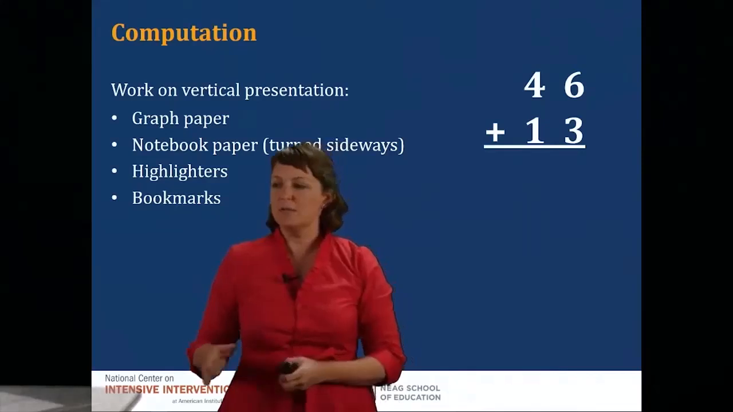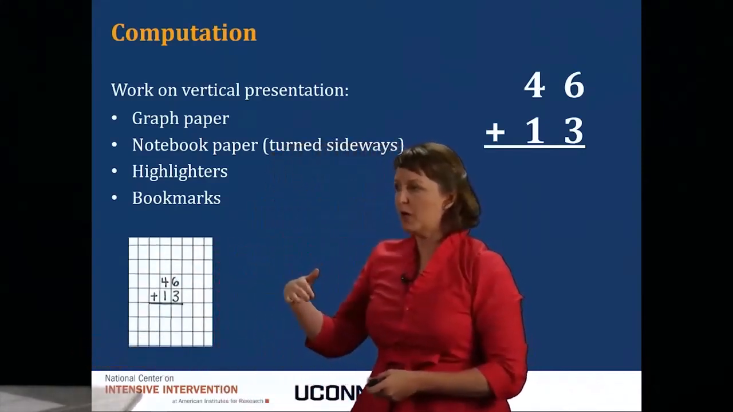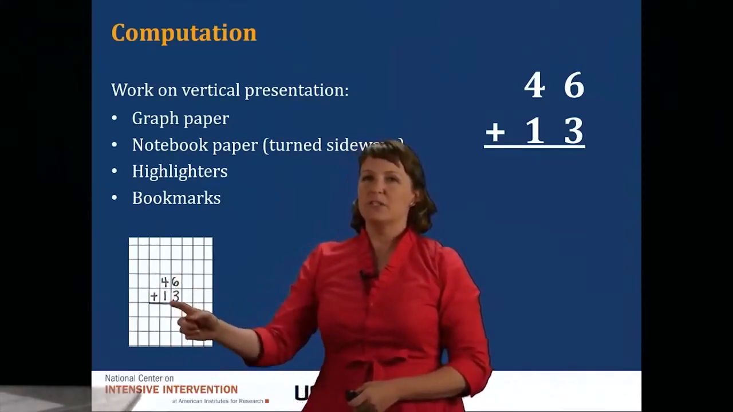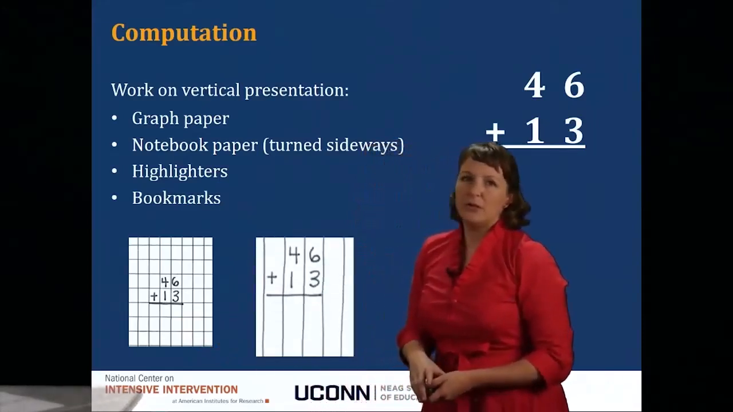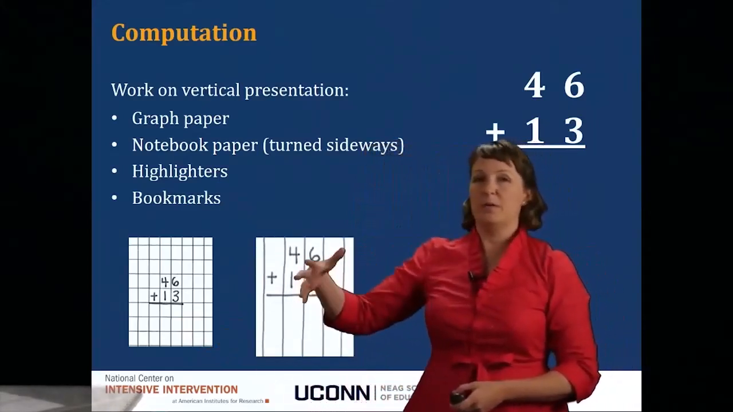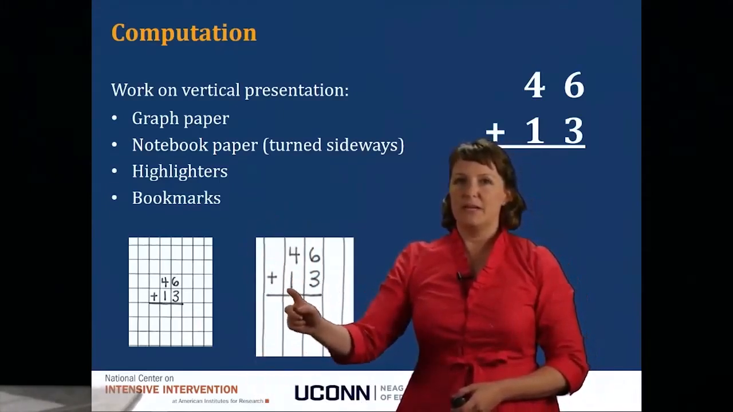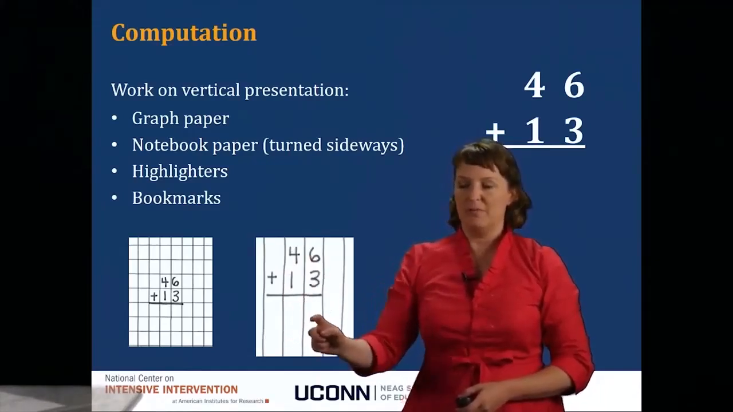And so some of the things that we can do is that we can help students keep their work lined up by having the students write on graph paper. So here you can see students put in one number for each space on the graph paper. Another oldie but goodie is turning notebook paper sideways and then rewriting the problem there. So here I've got my tens column all lined up for me, and then over here I have my ones column all lined up for me.